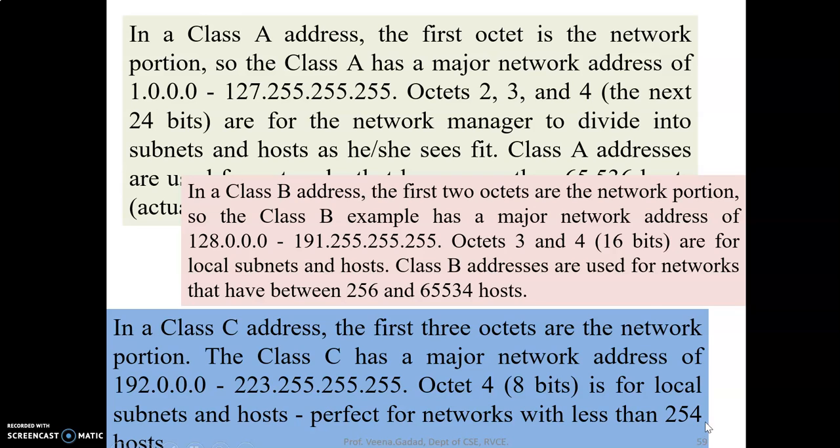But usually the number of hosts within an organization will be between C and B. May not be A, but class C addresses are too few to fit our hosts, and class B addresses become more than needed.